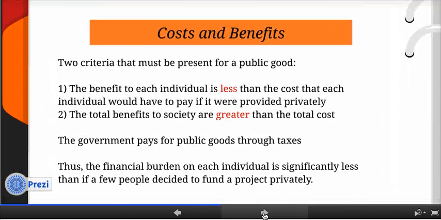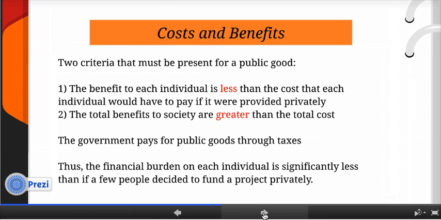Let's talk about the costs and benefits. So when you're deciding whether a good should be funded by the public sector or the private sector, you want to weigh two criteria. Does the benefit to each individual cost less than the cost the individual would have to pay if it were funded privately? And are the total benefits to society greater than the total cost? The government pays for public goods through taxes, like I said. Thus, the financial burden on each individual is significantly less than if a few people decided to fund a project privately.